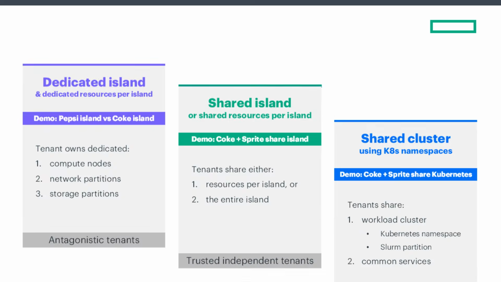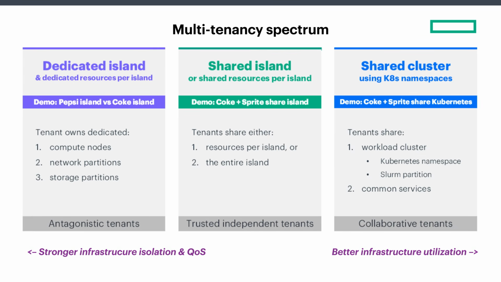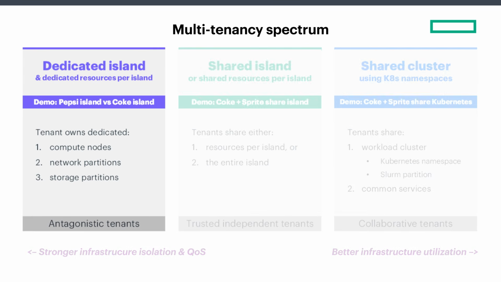SUM's Composable supports a full spectrum of multi-tenancy. On the left, antagonistic tenants, like Coke and Pepsi, would want their own dedicated islands with dedicated compute, network partitions, and storage partitions. This gives them the strongest infrastructure isolation and quality of service.